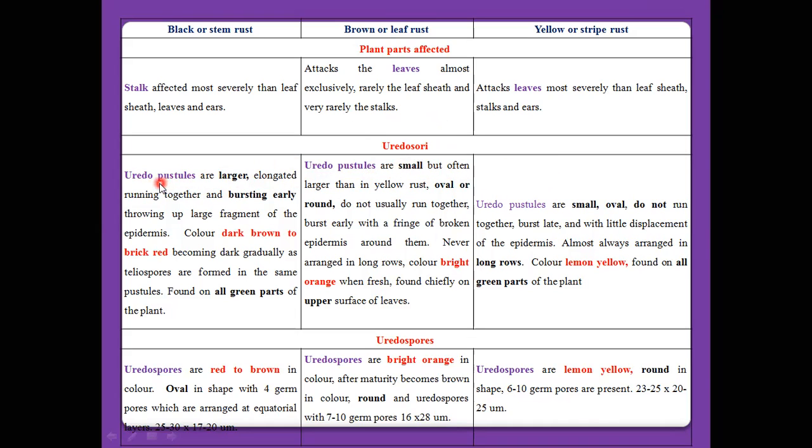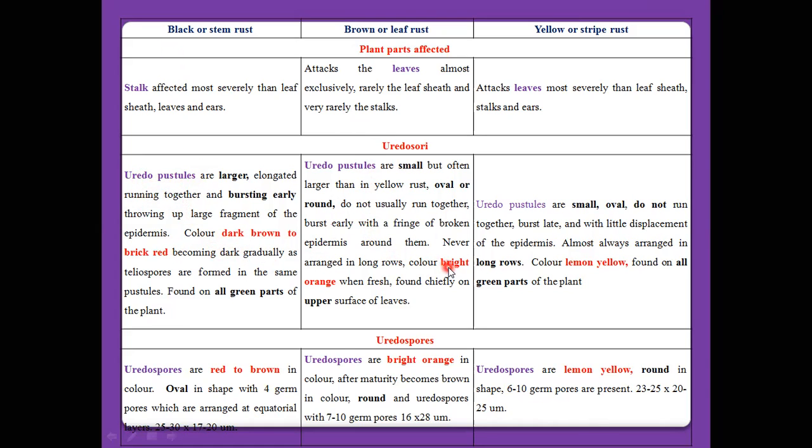Pustules are raised portions seen on the affected part of the wheat. Uredopustules are pustules containing uredospores. Initially uredopustules develop, and these pustules produce uredospores, which are generally dark brown to brick red in color in black rust.